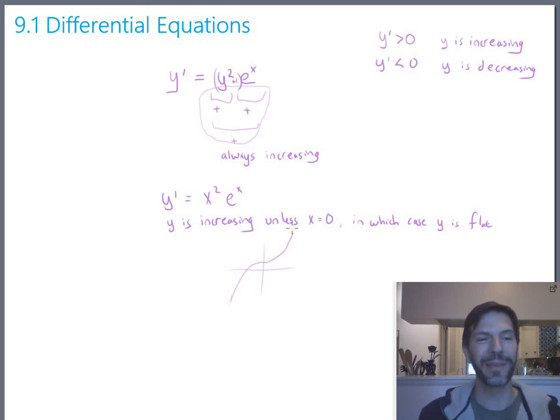Okay, so 9.1 is really just asking you to explore the idea of a differential equation without having any techniques to solve them yet. So very conceptual, very not computational. So they'll try to twist your brain around a little bit, but come back at them, think deeply, and then in 9.2 we'll actually start looking at some techniques to solve these things.